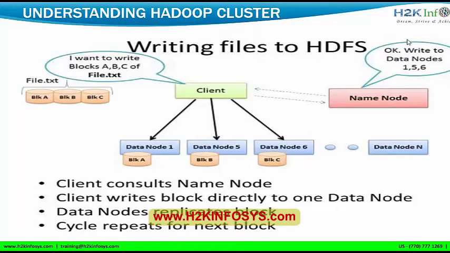So then the client will actually write the data into data nodes. He will write the first block A into data node 1 and check whether it's being written properly or not. Then he will write this block A to different data nodes, because the name node has told him to write those blocks 3 times, since the replication factor is 3.